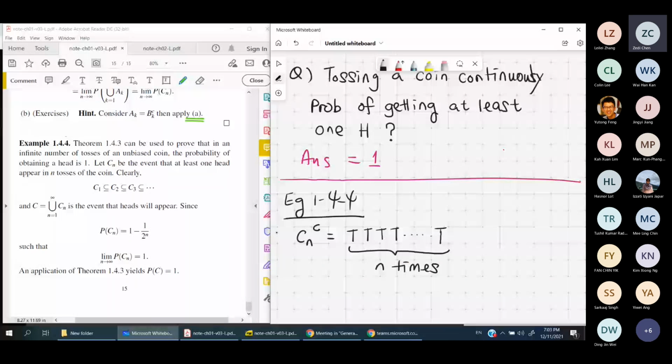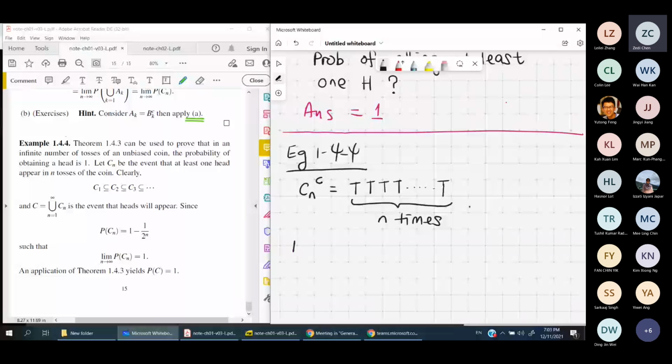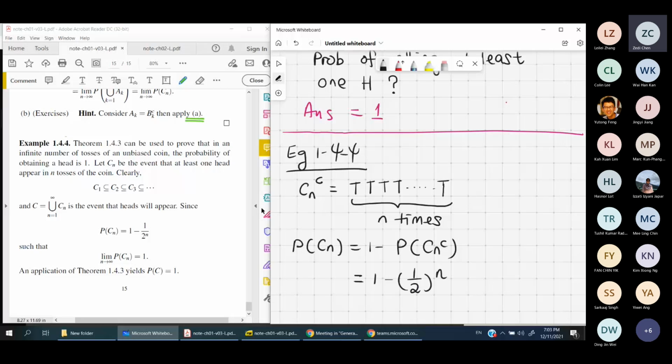So in this case, it's clear that P of Cn must equal 1 minus P of the complement of Cn. That's why this is 1 minus 1 over 2 to the power of n. So this is how we get it. When we take the limit, this term goes to 0, so we get 1. That's why, using this, P of C must be 1. That means at least one hit will appear. For sure, definitely we can get one hit. This is how we get the answer here.